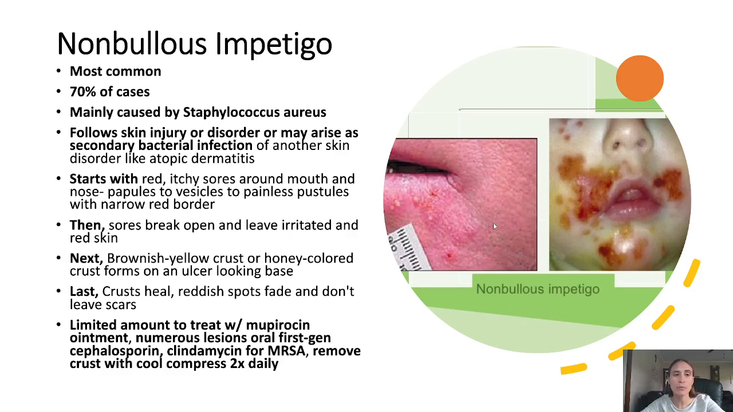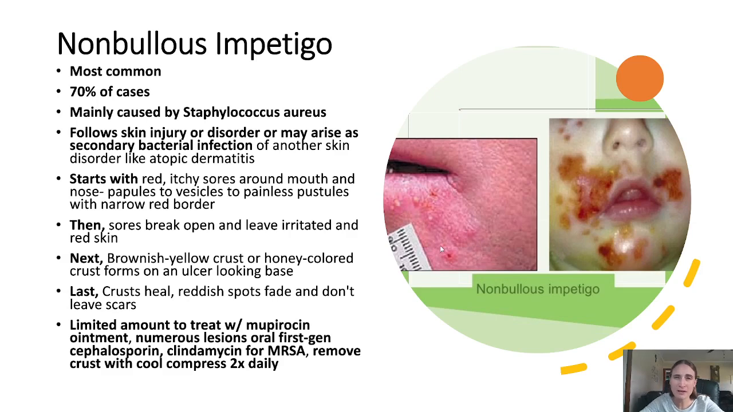Then the sores will break open. They'll leave irritated and red skin. Next, you'll find this brownish, yellowish crust, or the honey-colored crust that I spoke about earlier, and it has an ulcer-looking base. The crust eventually will heal. The reddish spots will fade, and it doesn't leave scars. And you can see here on this picture some of the honey-colored crust.